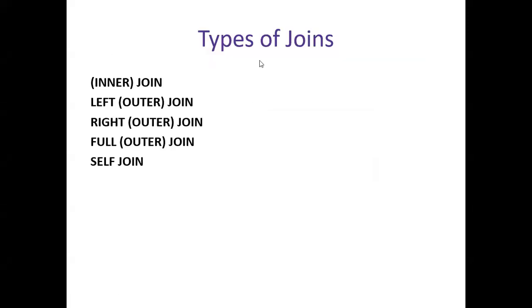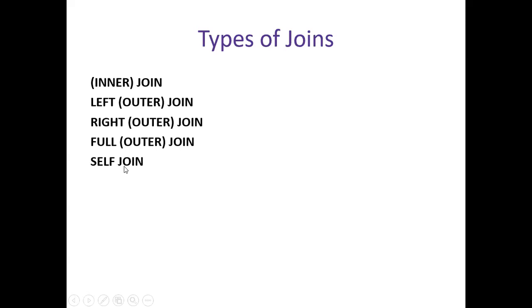Now, what are the different types of joins in a database? There are five types of joins in a database. These are listed here. The first one is inner join, and the second one is left outer join. Third one, right outer join. Fourth one, full outer join.